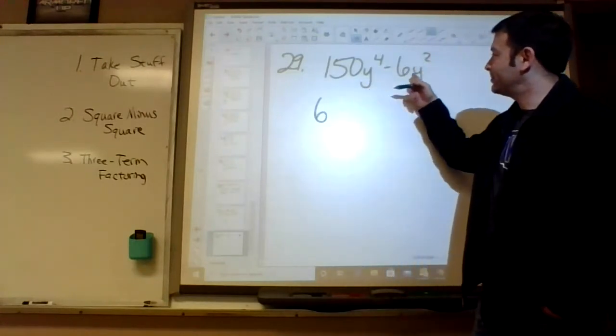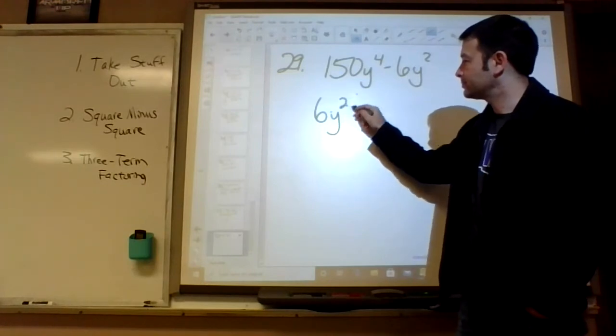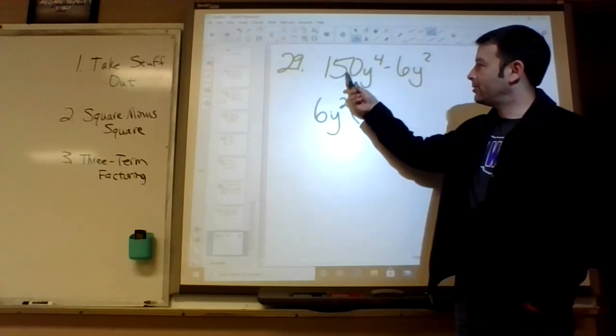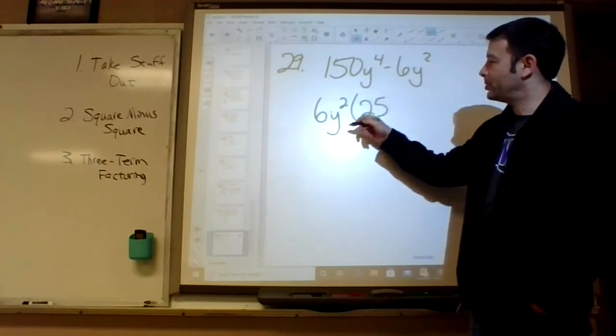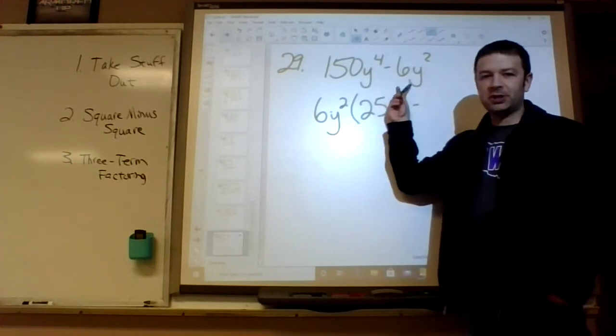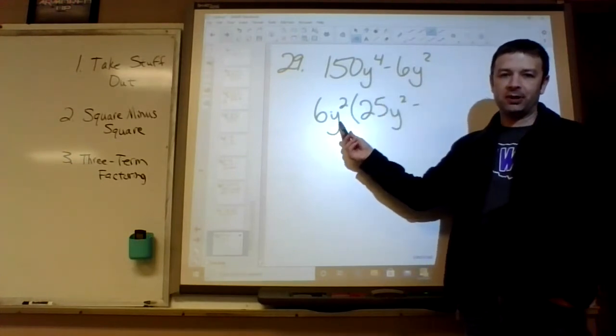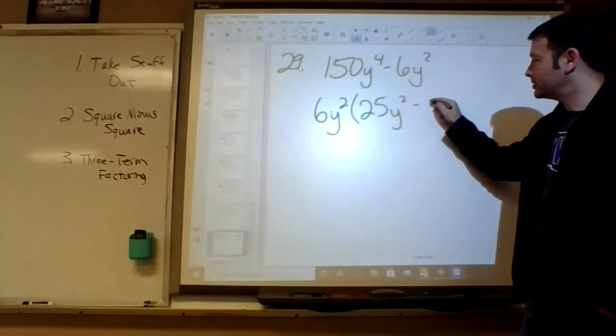How many y's come out of both of these? They both have at least a y squared. Divide it out. 150 divided by 6, I said, was 25. y^4 divided by y squared is y squared. Okay, what's 6y squared divided by 6y squared? 1, not 0, 1. So it is a 1 right there.